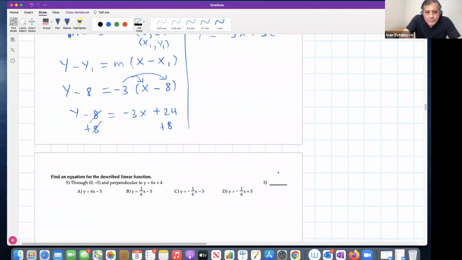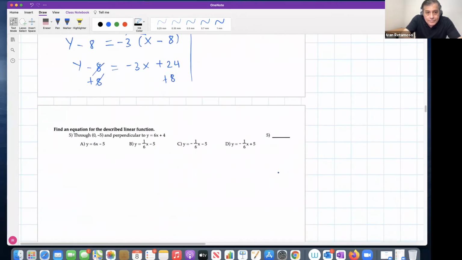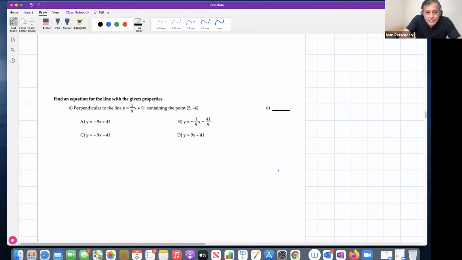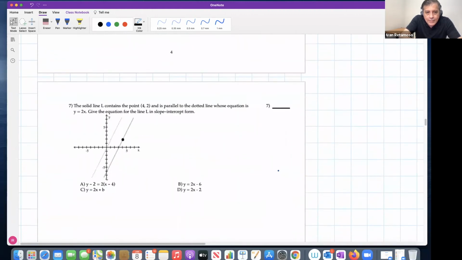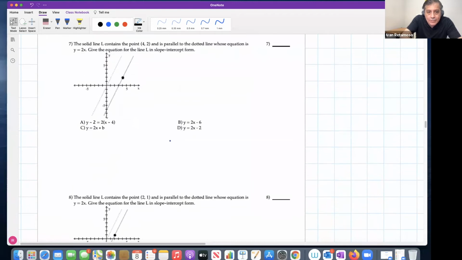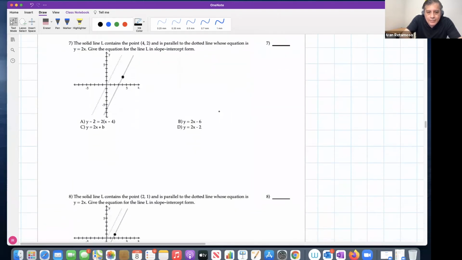This is another one, but this deals with perpendicular lines. But let me show you one that deals with parallel lines still, but with a graph. Look, what if they ask you this type of question? I'm going to do this one for you, and I'm going to ask you to do the next, okay?